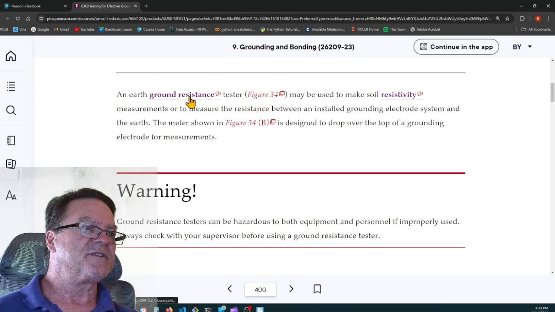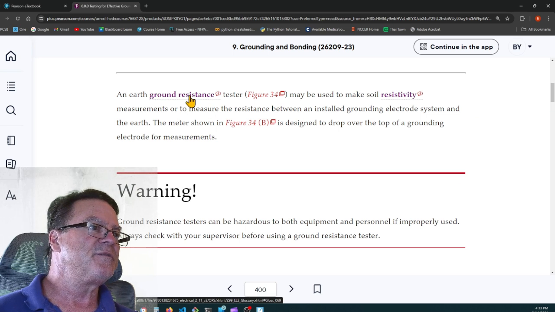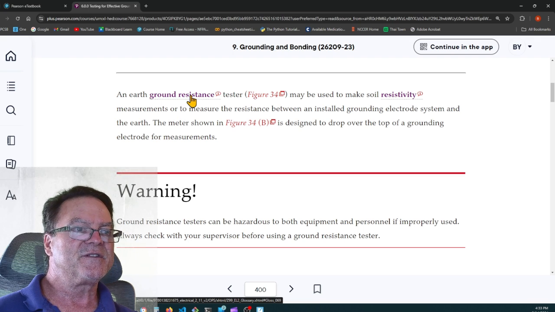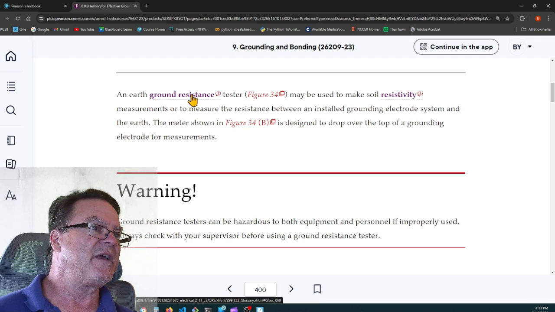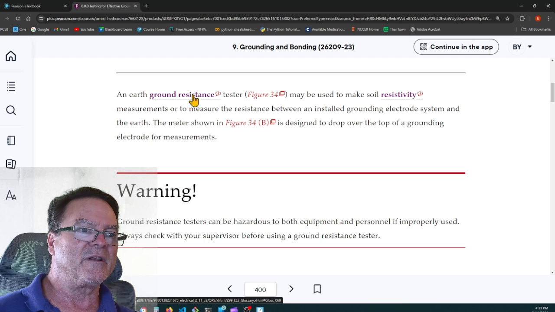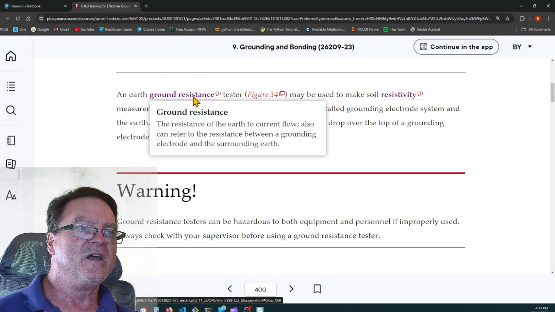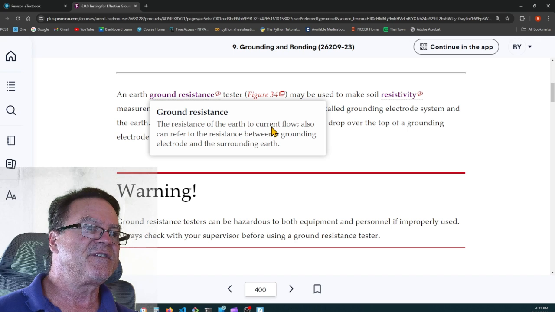An earth ground resistance tester may be used to make soil resistivity measurements or to measure the resistance between an installed grounding electrode system and the earth. The meter shown in figure 34B is designed to drop over the top of a grounding electrode for measurements. So ground resistance, the resistance of the earth to current flow, also can refer to the resistance between the grounding electrode and the surrounding earth.